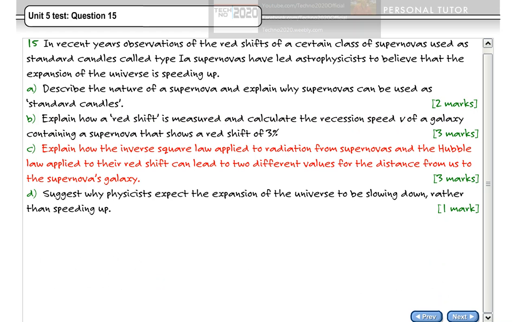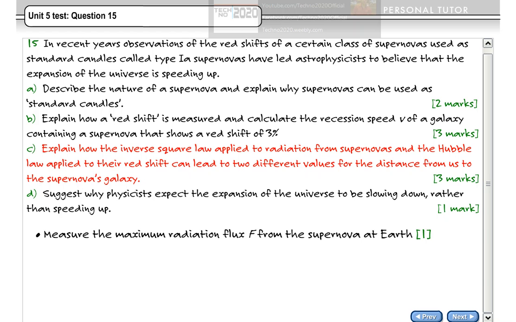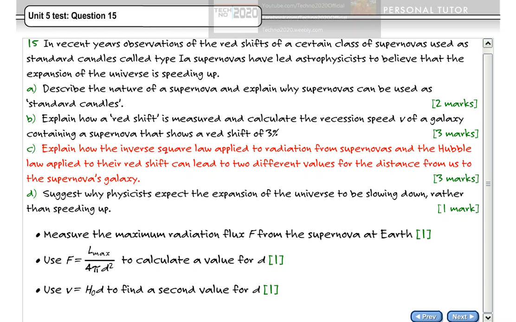In Part C, the first method involves measuring the maximum radiation flux F from the supernova at the Earth's surface. You then use the inverse square law, F equals L max over 4 pi d squared, to calculate a value for d, the distance from Earth to the galaxy. The value of L max is known and is the same for all these supernova explosions. The second method makes use of Hubble's law to give a second value for d using the recession velocity calculated in Part B.